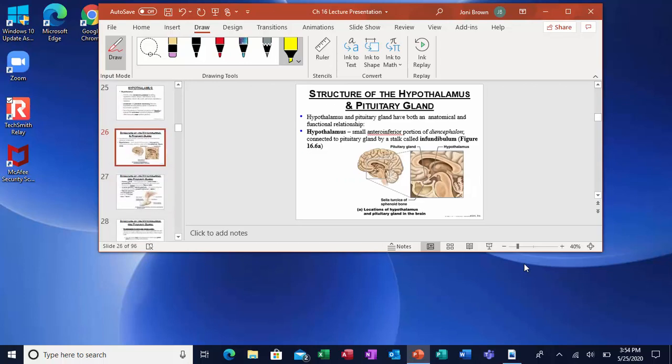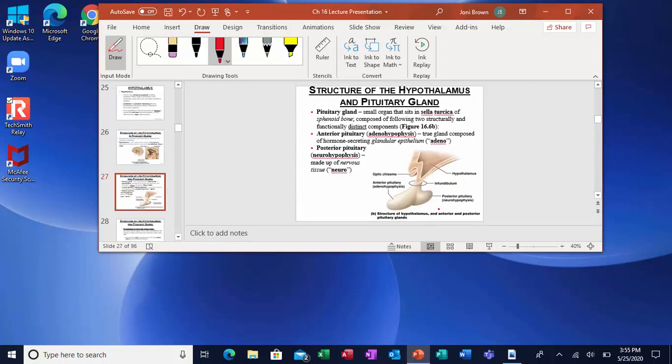Now, if we look at the structure of the hypothalamus, and this is going to be hard to do because I'm having to draw with a mouse, but the hypothalamus in the brain is this region right here that looks like a funnel in the diencephalon. And it connects by a stalk that's called the infundibulum with the pituitary gland that sits in the sella turcica of the sphenoid bone. Let me go one slide further so you can see.